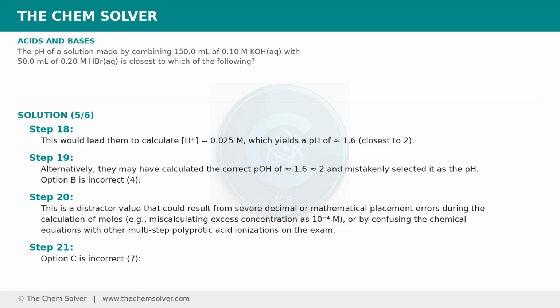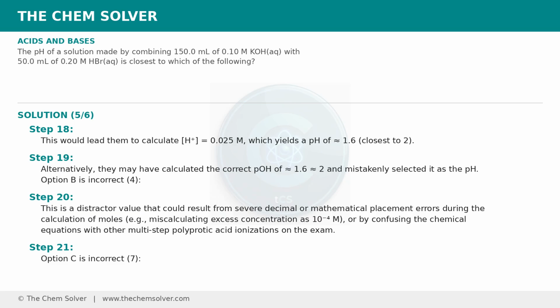Option B is incorrect, for this is a distractor value that could result from severe decimal or mathematical placement errors during the calculation of moles, for example, miscalculating excess concentration as 10 to the power minus 4 molar, or by confusing the chemical equations with other multi-step polyprotic acid ionizations on the exam.